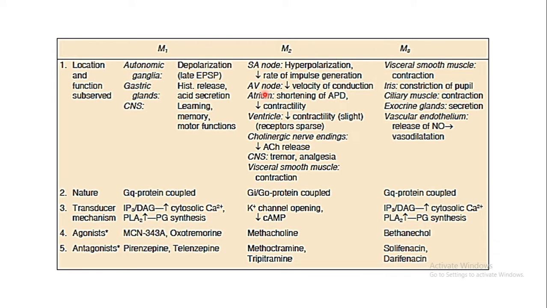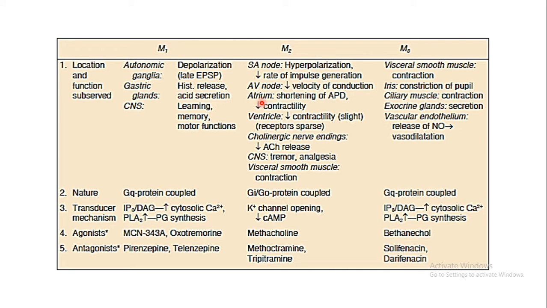Then the next location is the AV node. So it is involved in the conducting system of the heart. M2 receptors over here, when they are stimulated, will result in a decrease in the velocity of conduction. So conduction of the impulse which is generated in the SA node is slowed down. Altogether, impulse generation is slowed down, plus the conduction is also slowed down over here because of the stimulation of the M2 receptors in the AV node.